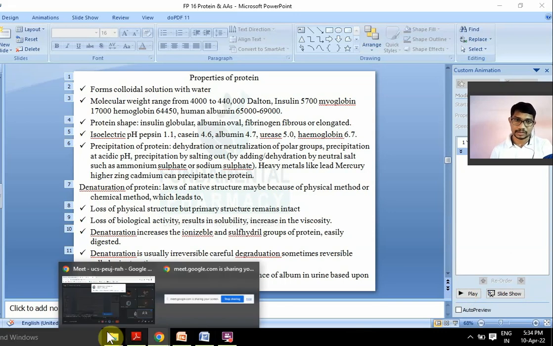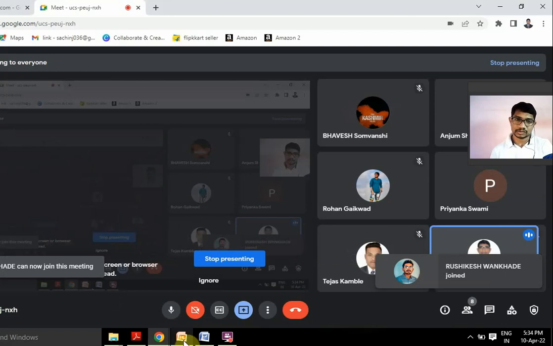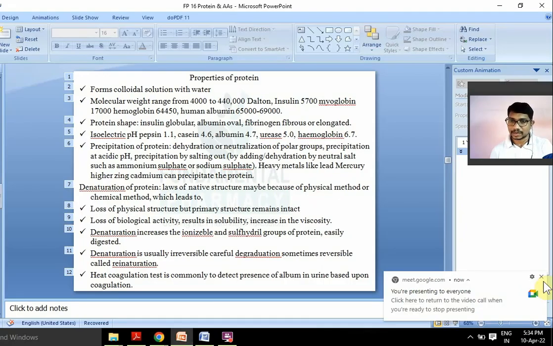डीनेचुरेशन की वजह से क्या होता है, उसकी सॉल्युबिलिटी भी कम हो जाती है. डीनेचुरेशन के बाद क्या होता है, प्रोटीन की बायोलॉजिकल एक्टिविटी का लॉस हो जाता है.